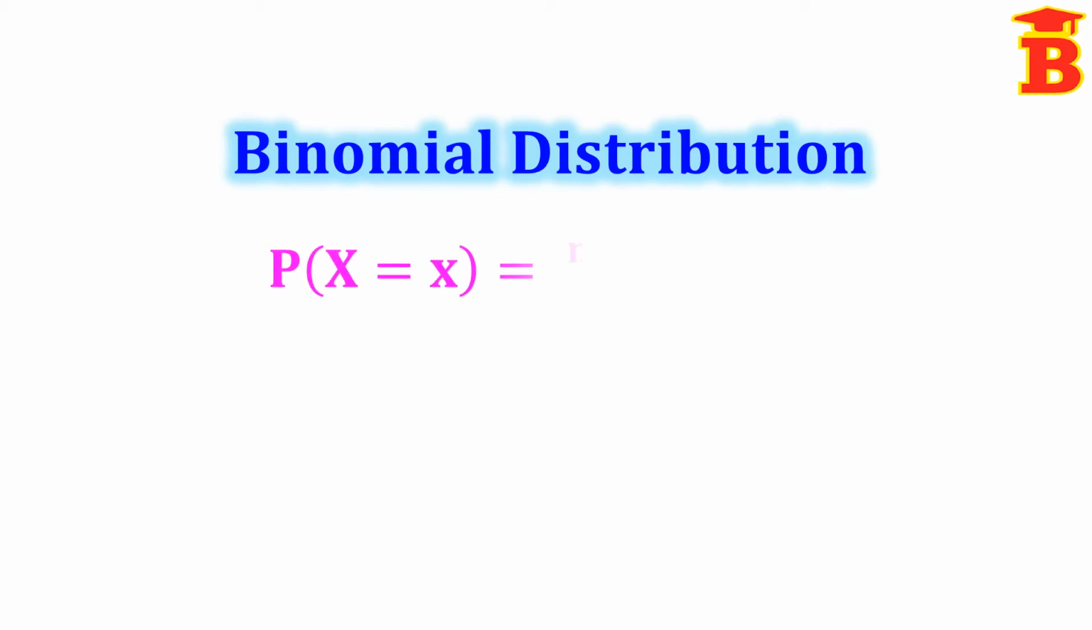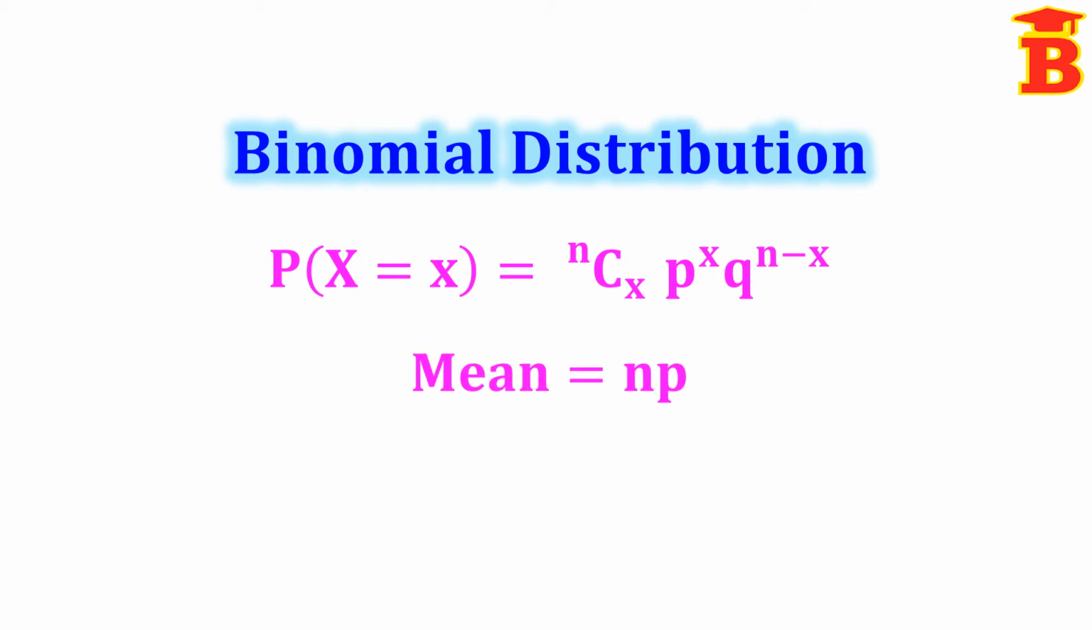Let us learn about binomial distribution. The formula for binomial distribution is P(X = x) = nCx p^x q^(n-x), and the mean is equal to np, variance equal to npq. So these are the formulas for binomial distribution.